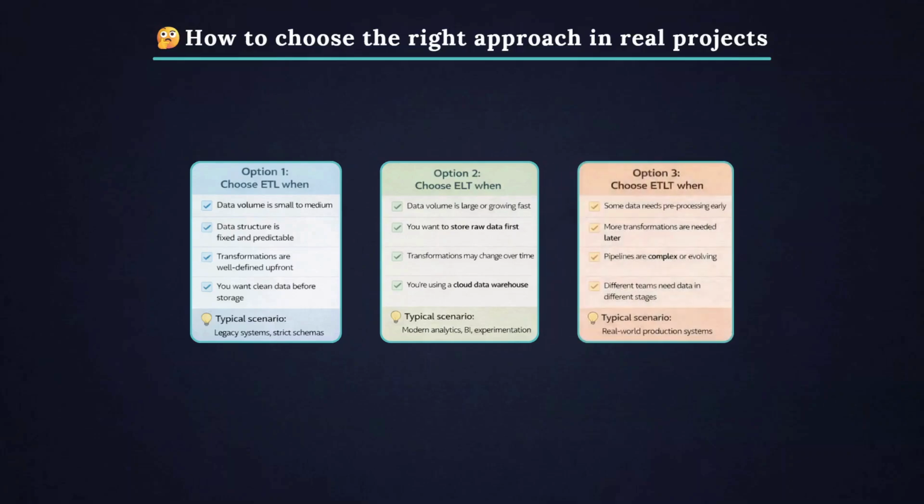And if your pipelines are complex, different teams need data at different stages, or transformations are required both before and after loading the data, then ETLT is often the most practical choice. This is why ETLT is very common in real-world production systems. So instead of asking which approach is best, ask which approach fits my use case. Once you think about it this way, the decision becomes much clearer.